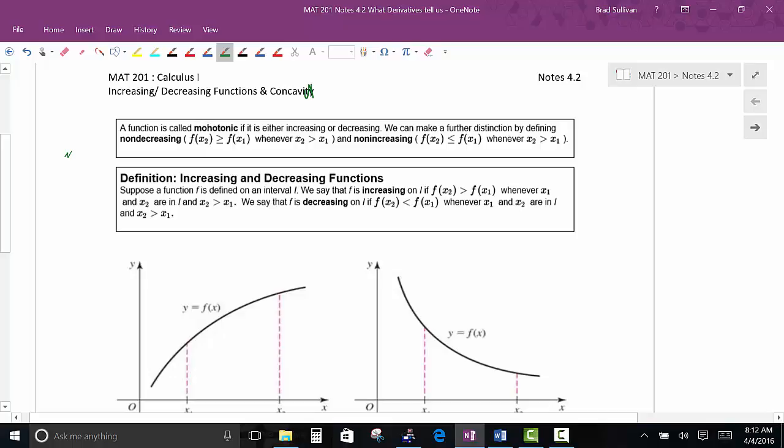Okay, so basically we would call a function monotonic if it's either increasing or decreasing. And we've already seen that before. Functions can go through periods of time where they increase, they can decrease, and then they can do different variations of that in all kinds of different ways. So basically the main thing that we want to talk about here is what is the definition of a function when it's increasing and decreasing, and how does this relate to calculus?